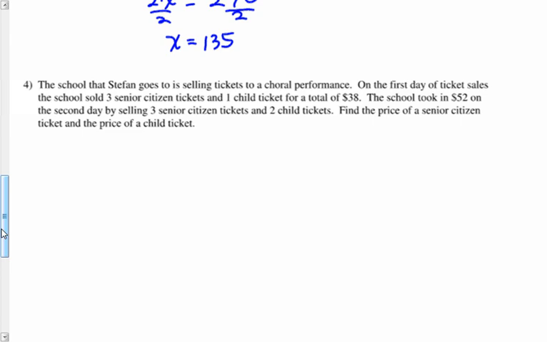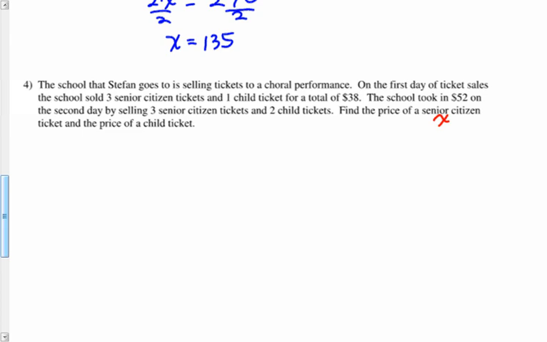But number 4 here says that the school that Stefan goes to is selling tickets to a choral performance. On the first day of ticket sales, the school sold 3 senior citizen tickets and 1 child ticket for a total of $38. The school took in $52 on the second day by selling 3 senior citizen tickets and 2 child tickets. So we want to know the price of a senior citizen ticket and the price of a child ticket.